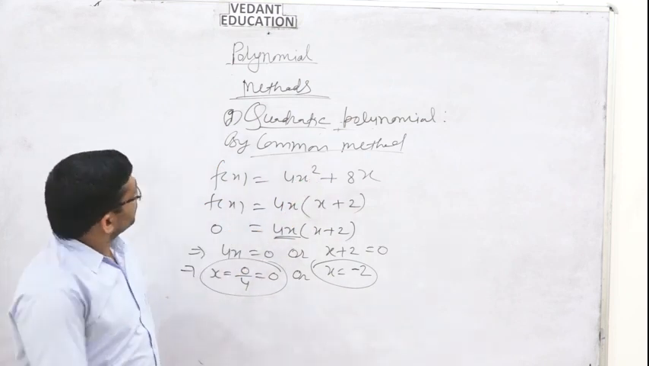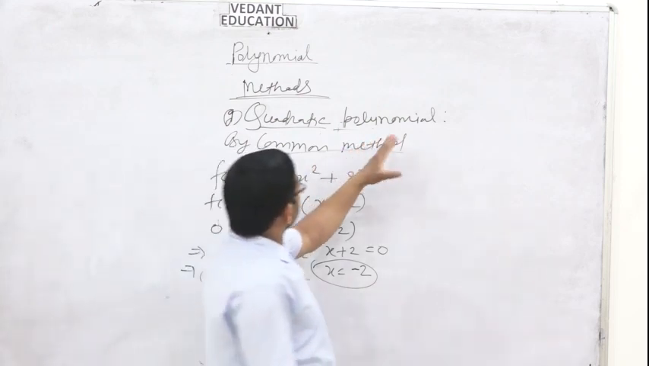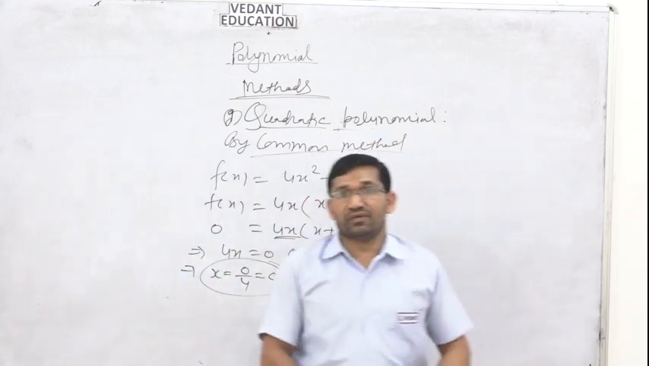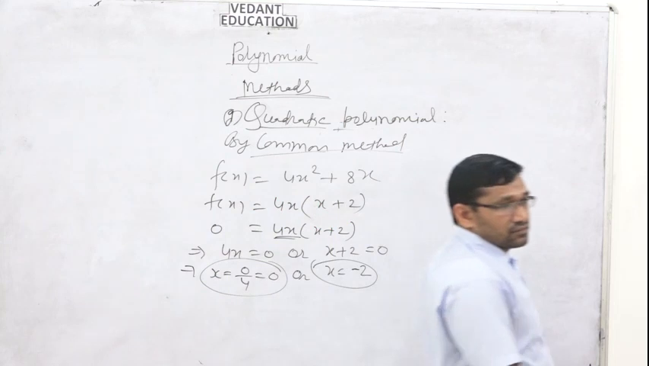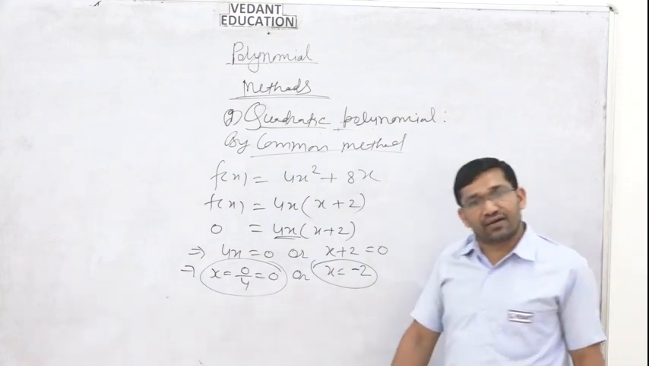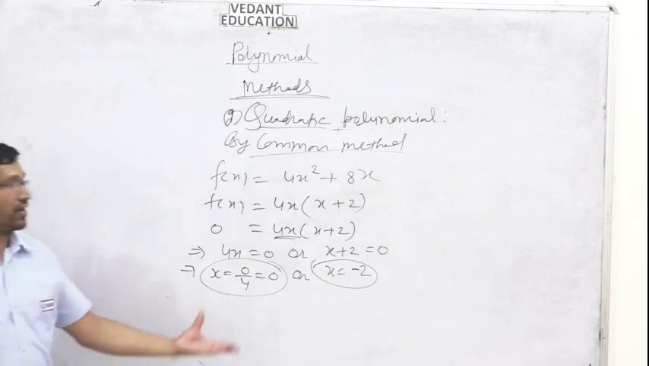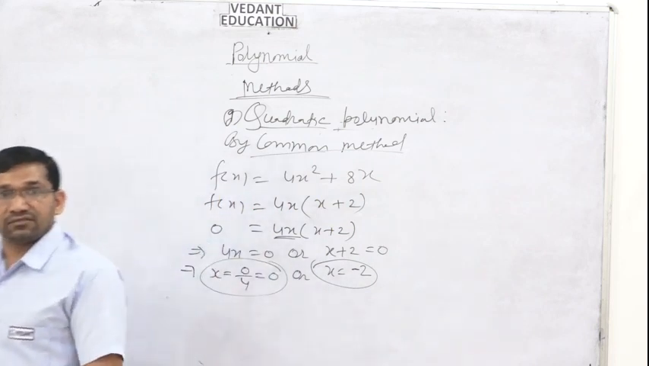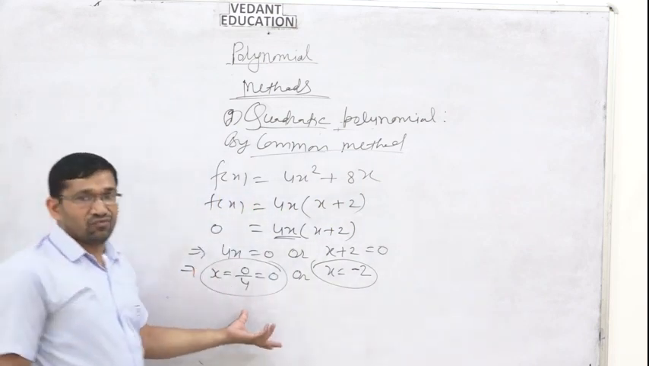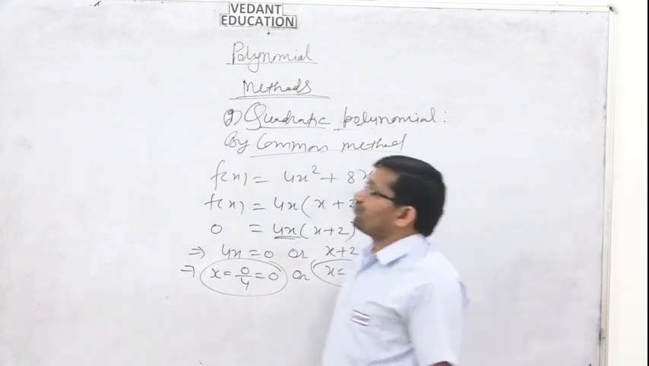So these are the methods we use for finding zeros of polynomials. Which type of polynomial? Quadratic polynomial. For quadratic polynomials we use algebraic identities, taking common terms, and the factorization method. These we use to find the zeros of quadratic polynomials, and for linear polynomials we put f(x) is equal to 0. So these are all the methods we use for finding zeros.